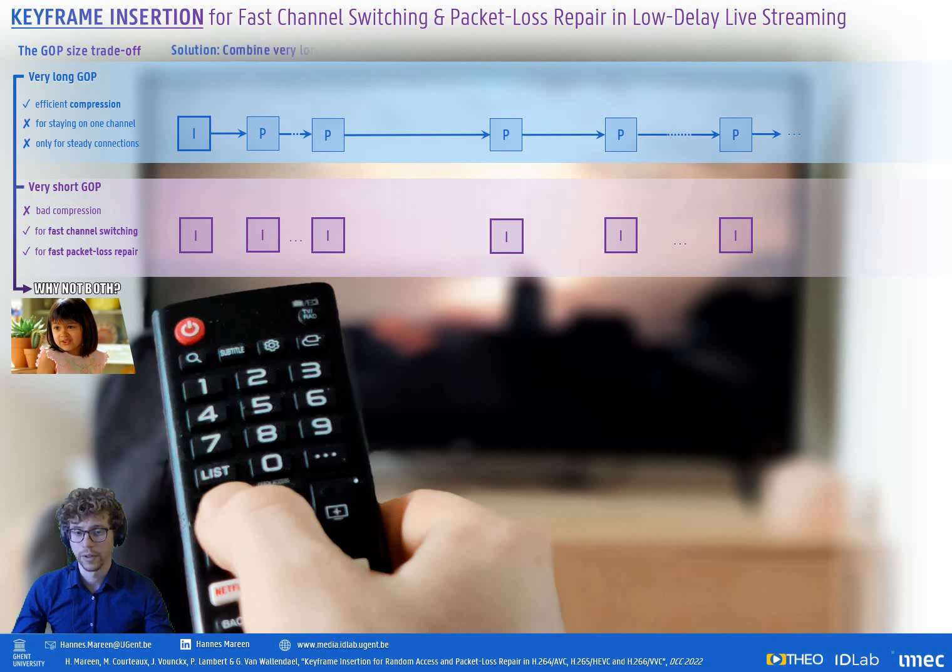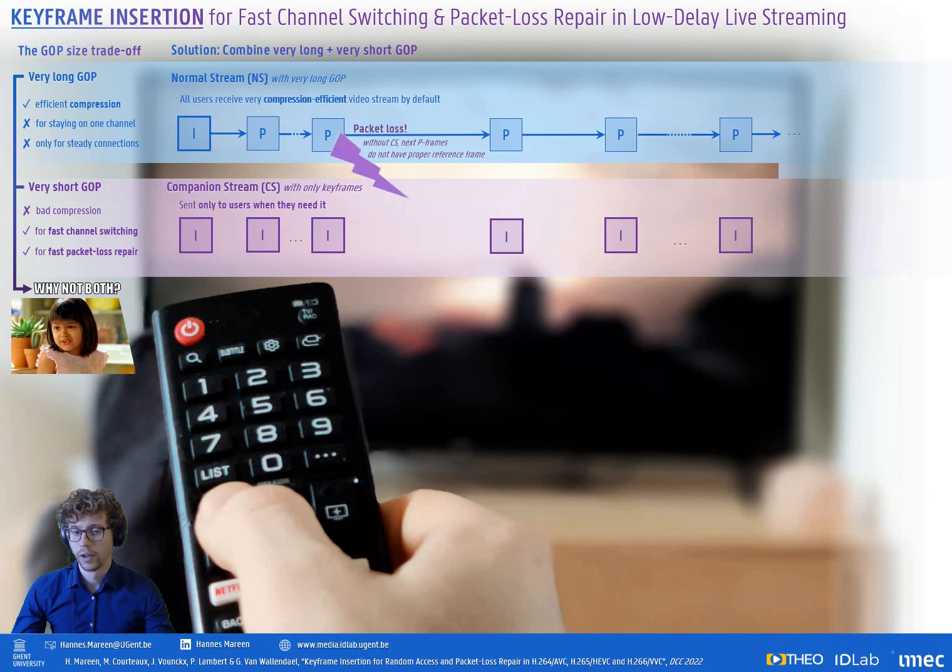Our solution proposes to combine the advantages of a very long GOP with a very short GOP, in a normal and a companion stream respectively. The normal stream is sent to all users by default, while the companion stream is only used when necessary.